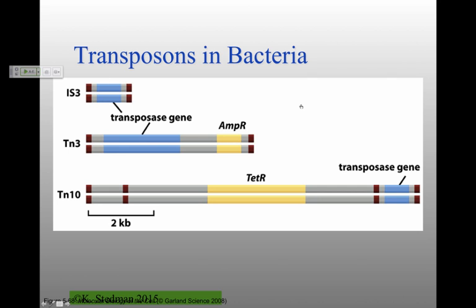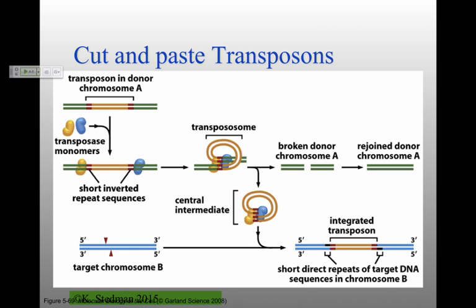So how do these guys move? Again, best understood in bacteria because that's where they were found in the first place. You have a transposon in your genome. Genome is supposed to be represented here by the green stuff on the outside. Here's our transposon in the middle with its little short inverted repeat sequences at either end. This piece in the middle usually encodes a transposase, so it's the gene for the protein which is going to move this gene. It's going to get it to jump.